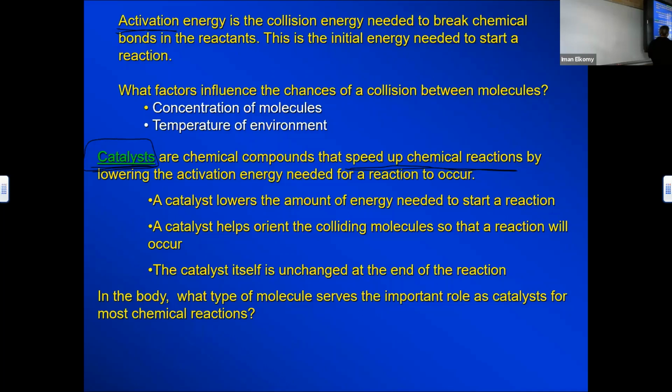In science, catalysts speed reactions by lowering the activation energy, by that initial push of how much energy we need to get them started. Okay, now, let's see, it lowers the amount of energy needed, helps orient colliding molecules, and then this part is important, that it remains unchanged at the end of the reaction.